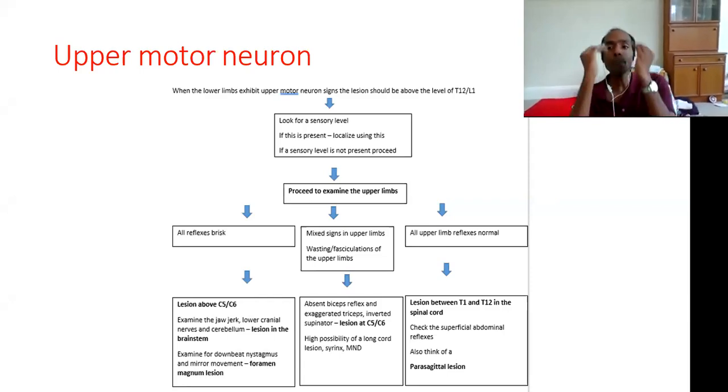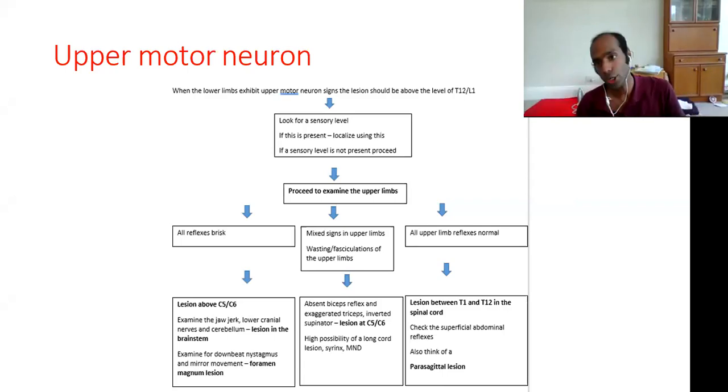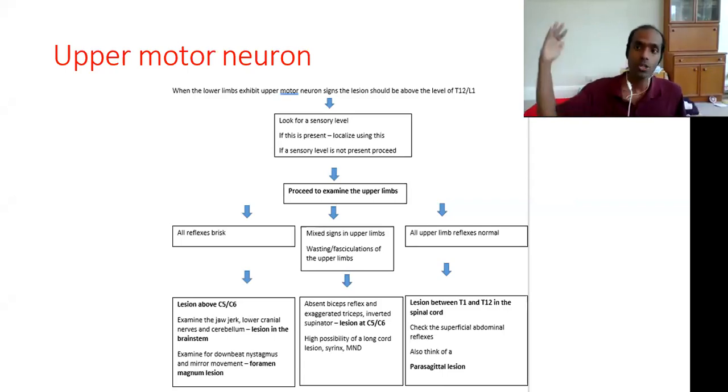One is downbeat nystagmus. When we check for nystagmus and ask the patient to look to the side, the eye goes up and down like this. There are plenty of videos on YouTube for that. Downbeat nystagmus. It goes down.